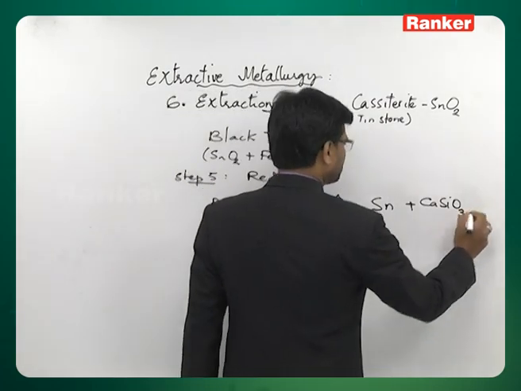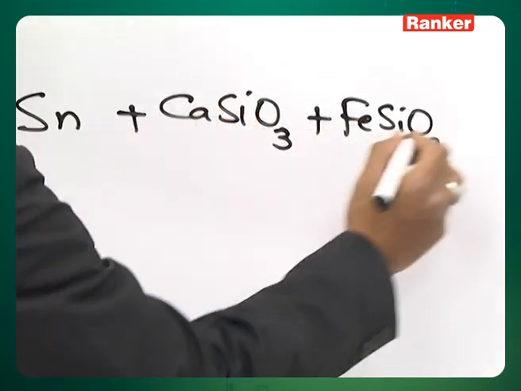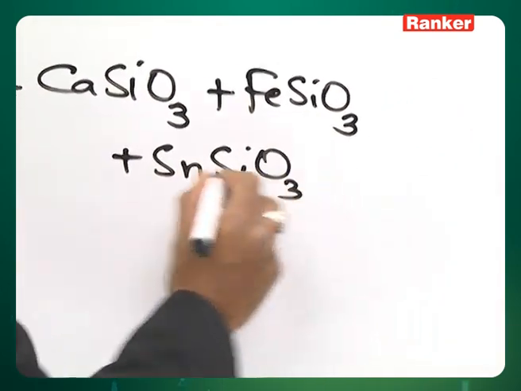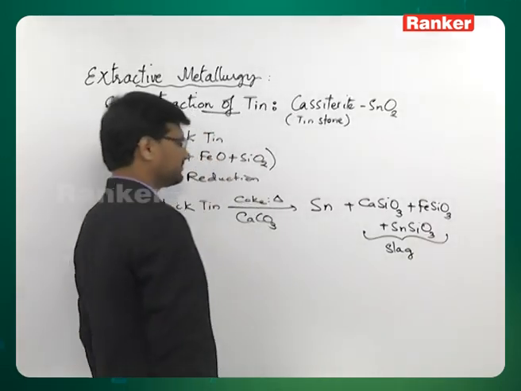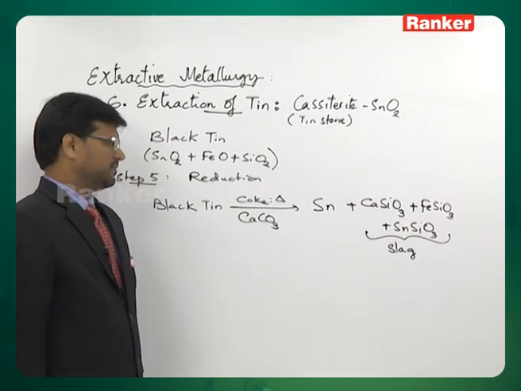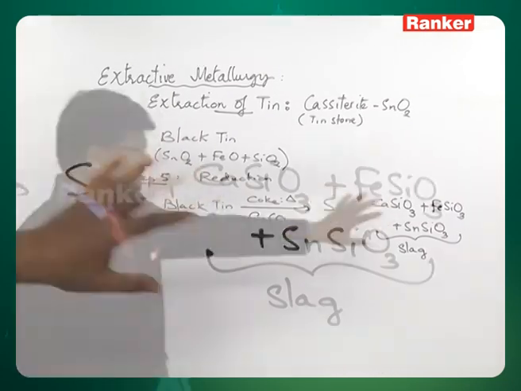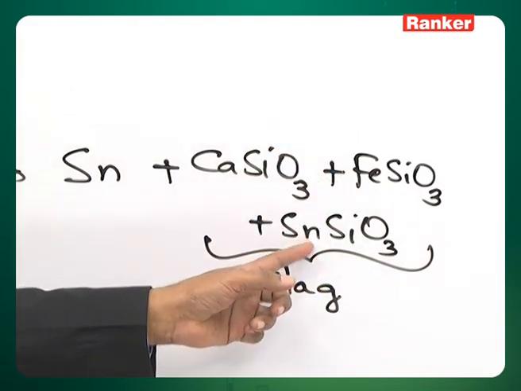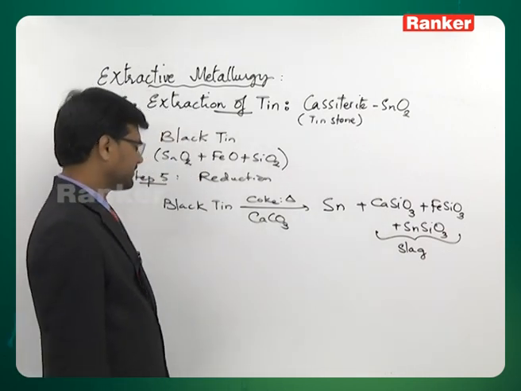Apart from this, you also get FeSiO3. You get a little amount of SnSiO3. These substances are present in slag. This is how tin is obtained. But this almost contains about 20% of tin, so it is very important to recover tin from the slag. Let's see how tin is recovered from the slag.